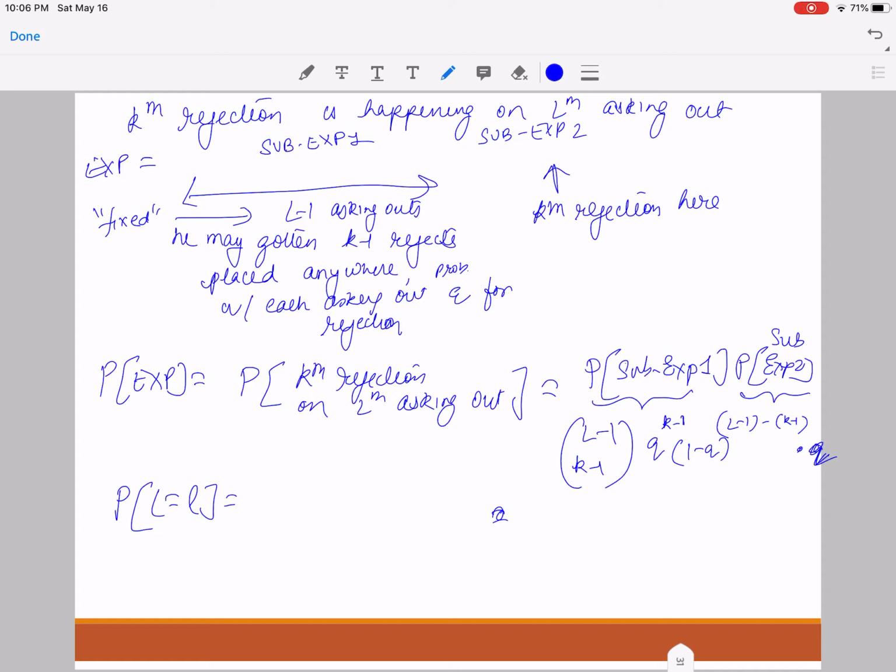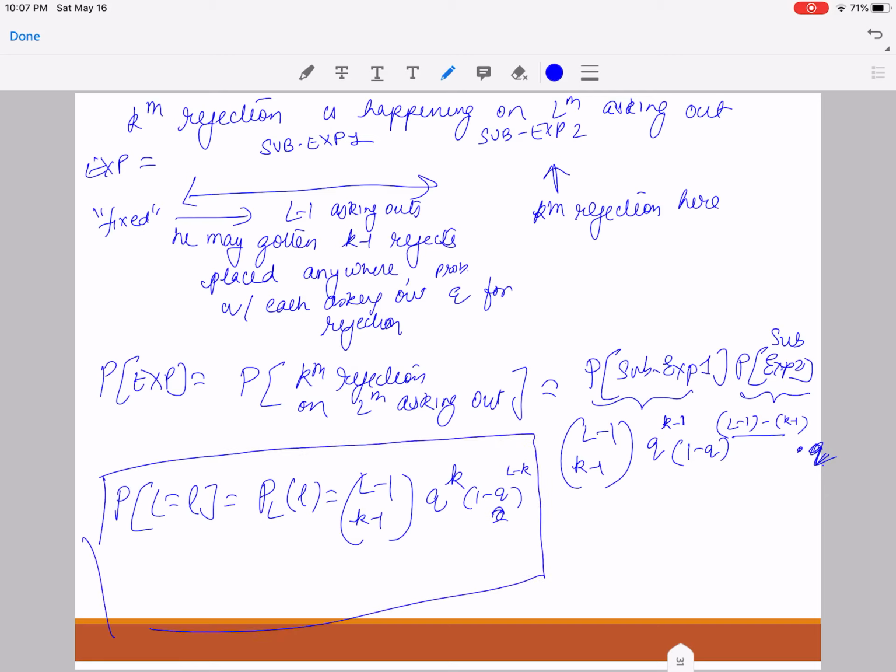the number of times Leonard asks Penny out, upon which time he gets his Kth rejection, is given by L minus 1 choose K minus 1 times Q to the K, because when you multiply Q with Q to the K minus 1, you get Q to the K, times 1 minus Q. I can simplify the power term as L minus K. So that's the PMF for this particular problem.